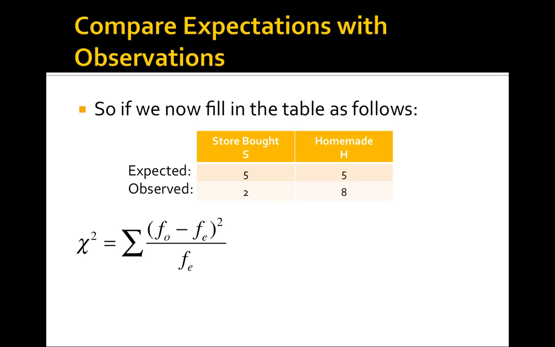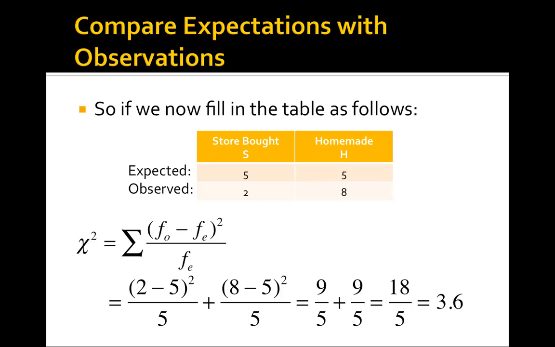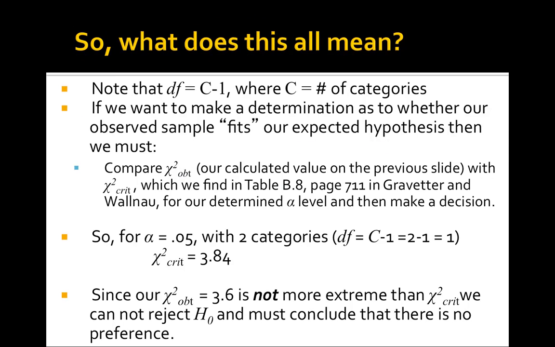So we look at 2 minus 5 squared. That's 2 from the observed category for store-bought minus 5 from the expected category in store-bought, and we square that, put that over 5, which is the expected value. And then we add the homemade column, which is 8 from the observed category minus 5, and we square that and put that over 5. We add that up, and that gets 3.6.